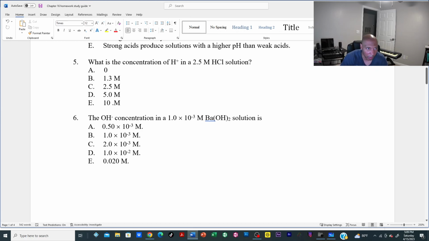So let's do number 6 now. Number 6, the hydroxide ion concentration of a 1.0 times 10 to the negative 3 molar barium hydroxide solution is. Now remember, barium hydroxide is one of the few strong bases, I might add, where the hydroxide concentration and the base concentration are not the same. That's because you have two hydroxides per barium hydroxide formula unit. Because of that factor of 2, all I have to do is multiply 1.0 times 10 to the negative 3 times 2, and I get 2.0 times 10 to the negative 3, which is the concentration of hydroxide. So the answer there is C.